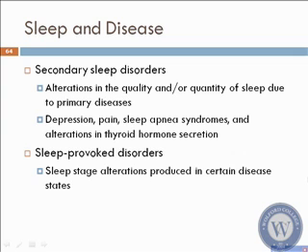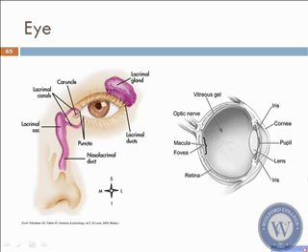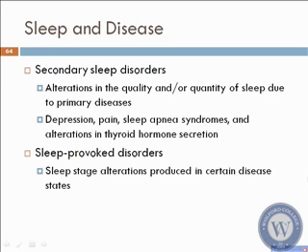Sleep and disease, secondary sleep disorders: you can get alterations in the quality or the quantity of sleep due to primary diseases. You get depression, pain, sleep apnea syndromes, and alterations in thyroid hormone secretion can also alter the sleep cycle quite a bit. And you get sleep-provoked disorders, which are sleep stage alterations produced in certain disease states that also can affect how the person sleeps adequately.